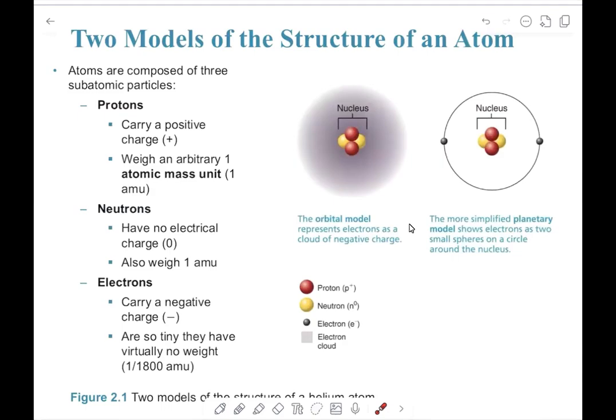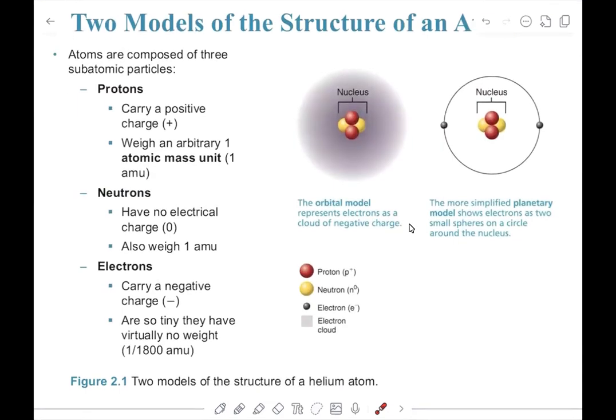When we think about atoms, there's a couple different ways to think about them. The classical way is to think of it with what's called the planetary model, where the nucleus is kind of like the sun, and what orbits it would be the planets. But more recent research shows that it's more like an orbital model, where the electrons are surrounding the nucleus in kind of a cloud. But you can think of it in either way.